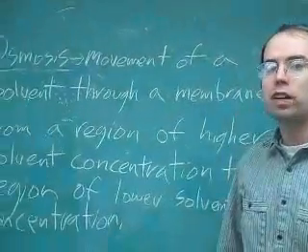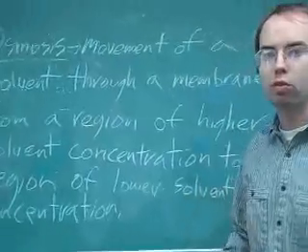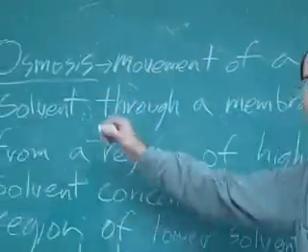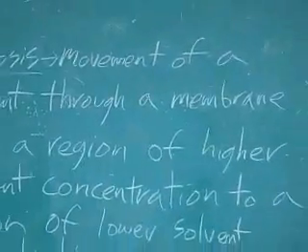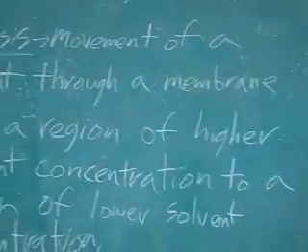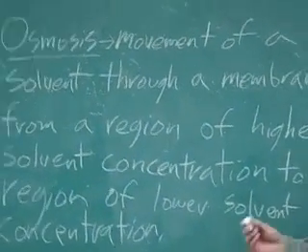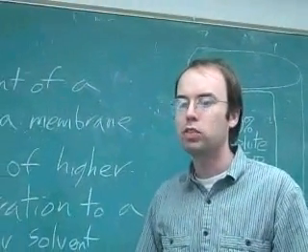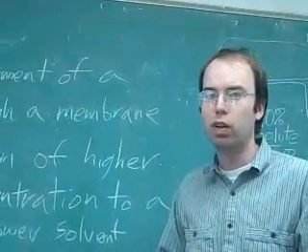Okay, so now I'm going to be talking about osmosis, and especially osmosis as it relates to movement of water through cell membranes. Osmosis is defined as movement of a solvent, such as water, through a membrane from a region of higher solvent concentration to a region of lower solvent concentration. So basically, solvents like water like to move from where there's larger amounts of water to where there's lesser amounts of water. Basically, you can think of solvents as moving from where it's very wet to where it's relatively drier.